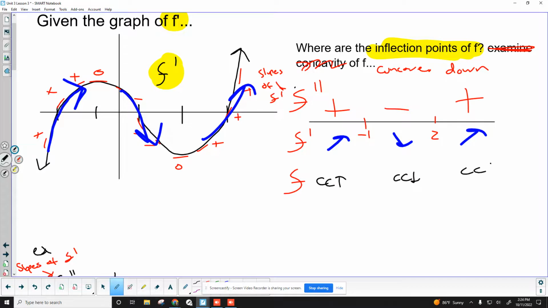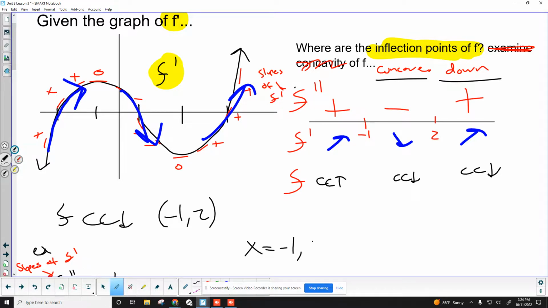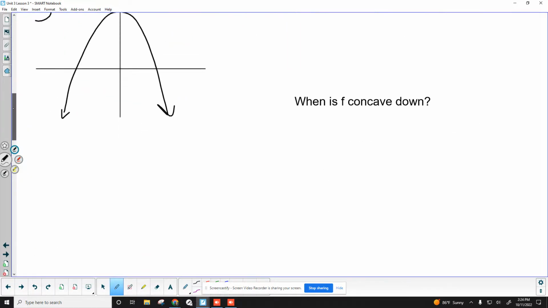So if you did not recognize that right away, that's fine. You didn't know to do that, now you will. F is concave down from -1 to 2. When do I have points of inflection? -1 and 2. All right, so we realize it's going to be different. It's different than last class. Let's see if we can handle this one.